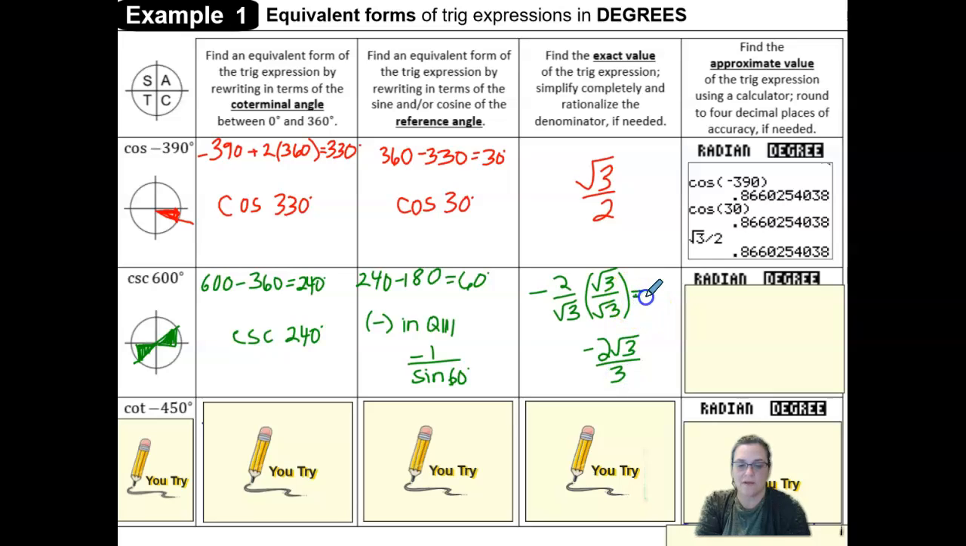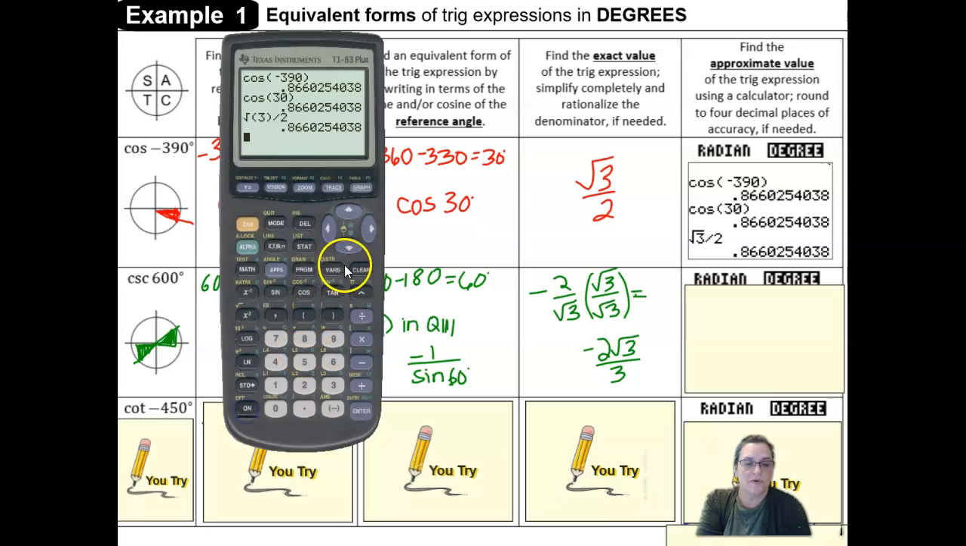And again, we can check that in the calculator in degree mode. So we want to make sure we're still in degrees. And we're going to evaluate cosecant. Notice there's no cosecant button on the graphing calculator. So we need that reciprocal identity that cosecant is 1 divided by the sine. So we're going to do 1 divided by the sine of 600 degrees.